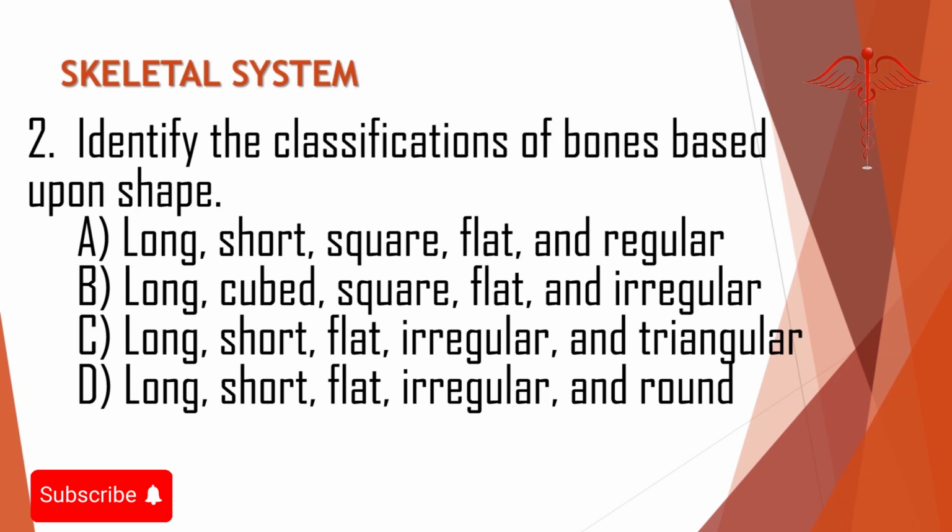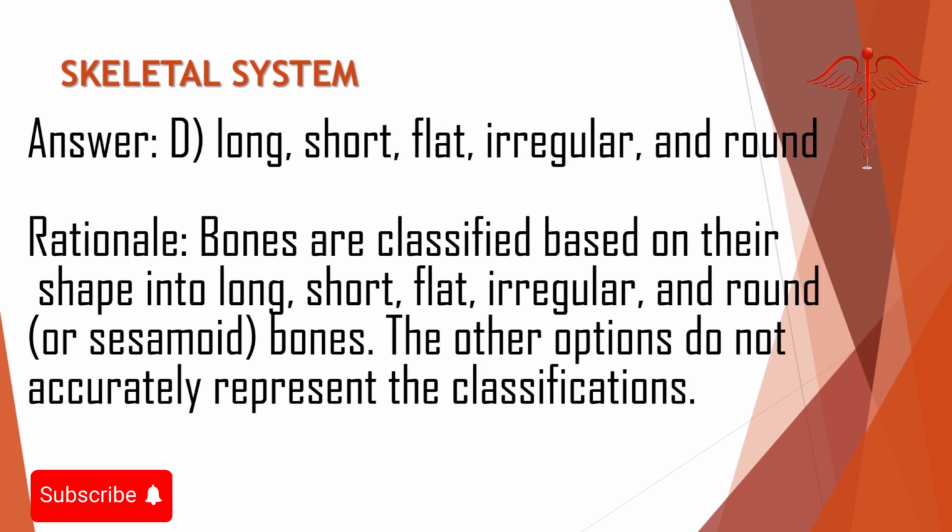2. Identify the classifications of bones based upon shape. A. Long, short, square, flat, and regular. B. Long, cubed, square, flat, and irregular. C. Long, short, flat, irregular, and triangular. D. Long, short, flat, irregular, and round. Answer: D. Long, short, flat, irregular, and round. Rationale: Bones are classified based on their shape into long, short, flat, irregular, and round or sesamoid bones. The other options do not accurately represent the classifications.